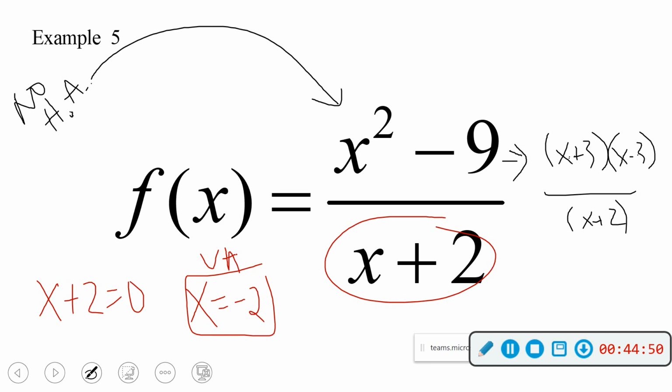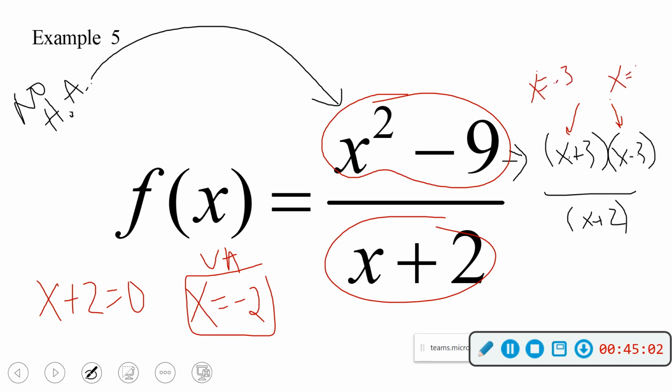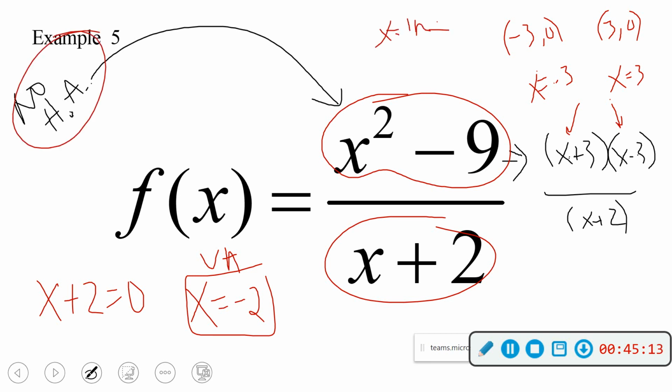Can I still figure out what the x-intercepts are from the top if there's a variable? Yes. In this case, I get to set each one of these equal to 0. x plus 3 equals 0, and x minus 3 equals 0. And that tells me what the x-intercepts will be. So I've identified the x-intercepts, I've identified that there's no horizontal asymptote, and I've identified the vertical asymptote.